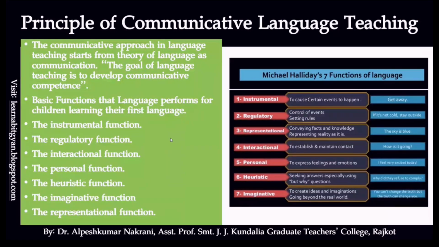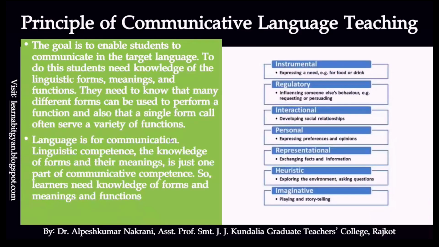Then representational means to convey just the facts. Then interactional, to establish relations with others, to maintain contact with others. We use language for these purposes. Then personal, to express our personal feelings and emotions. Then heuristic, for the purpose of research, to find out why something happens. Seventh is imaginative, to create drama, poems, literature, ideas. That is the imaginative function. So you understood these 7 functions? Yes?